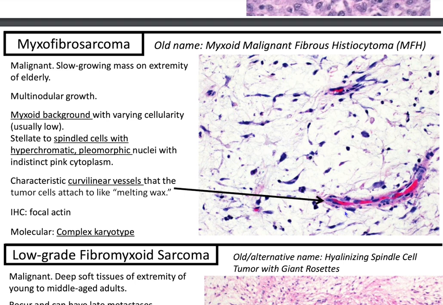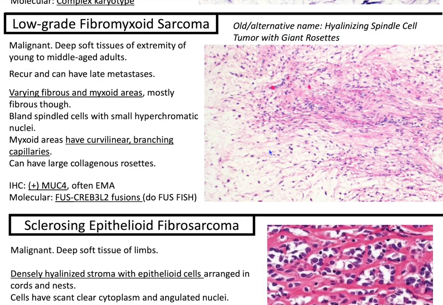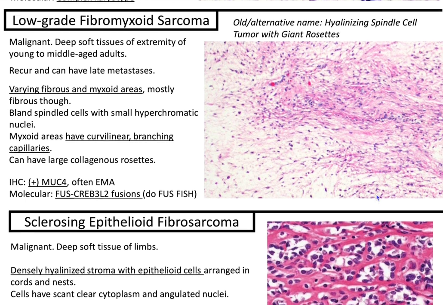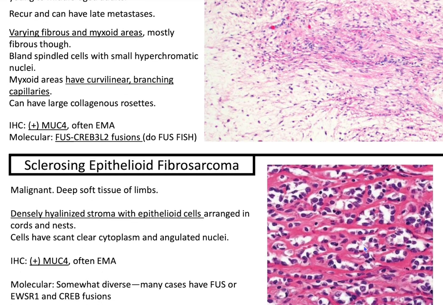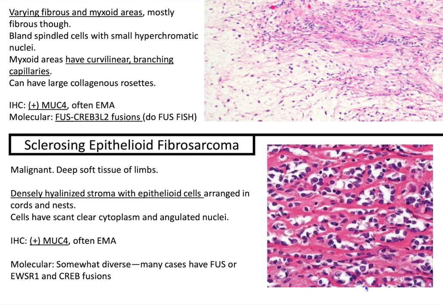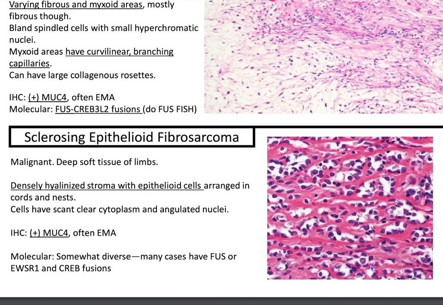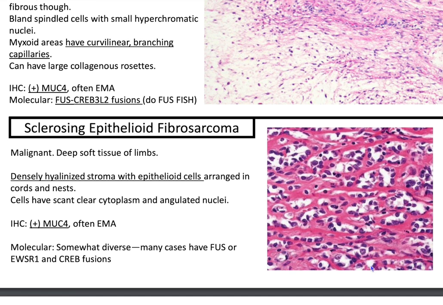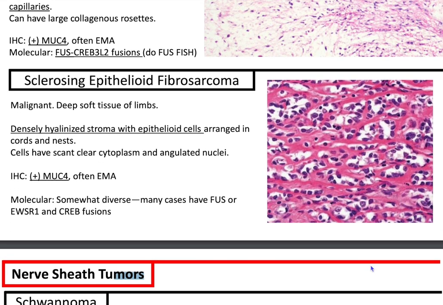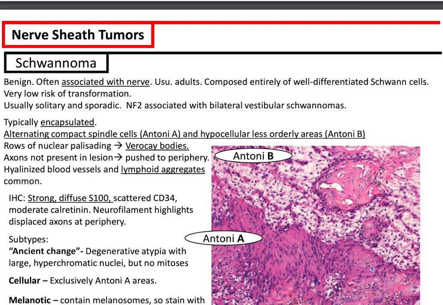Myxofibrosarcoma has these characteristic curvilinear vessels seen in older individuals and with more myxoid background. Low-grade fibromyxoid sarcoma has more fibrous. It's seen in younger individuals, has positivity for MUC4, and is kind of on the spectrum of sclerosing epithelioid fibrosarcoma, which is also MUC4. It's these densely hyalinized stroma with epithelioid cells arranged in cords and nests. Your differentials include invasive lobular, and so you want a pancytokeratin maybe to help differentiate that if you're unsure. And then let's talk about nerve sheath tumors.